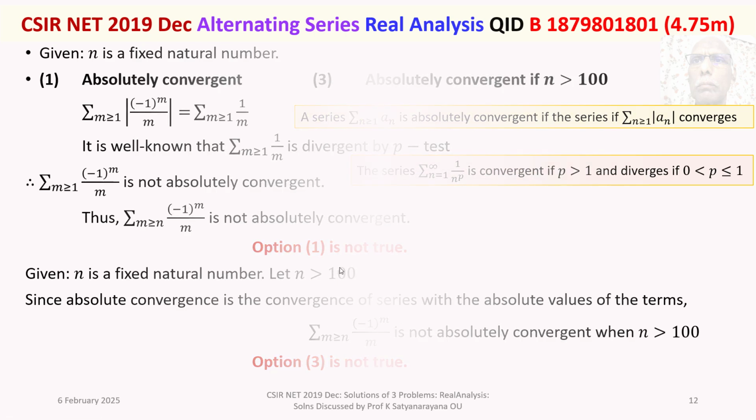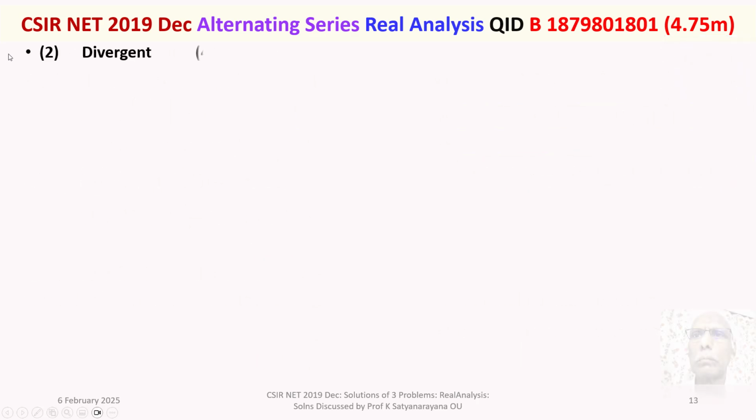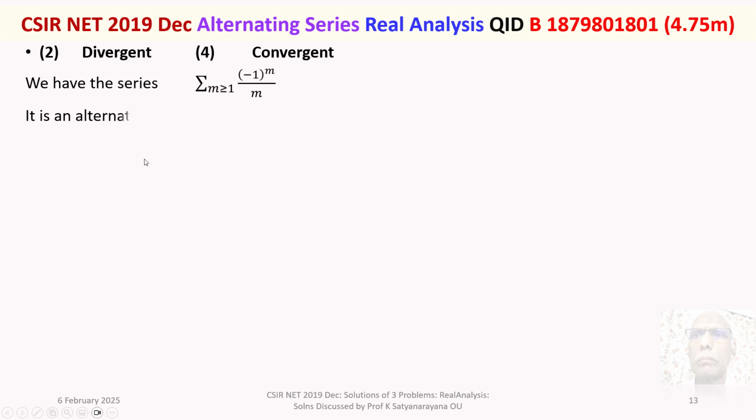We move to the next slide. Option 2, it is divergent. Option 4, convergent. So we have the series sigma m greater than or equal to 1, minus 1 to the power of m by m, and it is an alternating series. Minus 1 to the power of m is appearing there, therefore it's an alternating series. This is minus 1 to the power of m into a_m. I'm sorry, a_m is 1 by m.